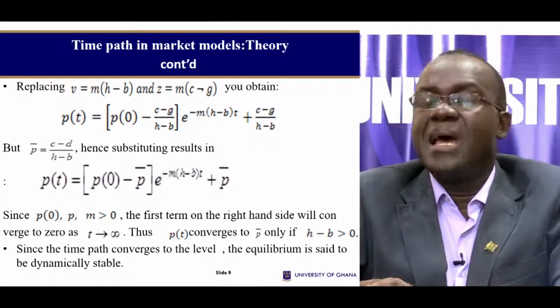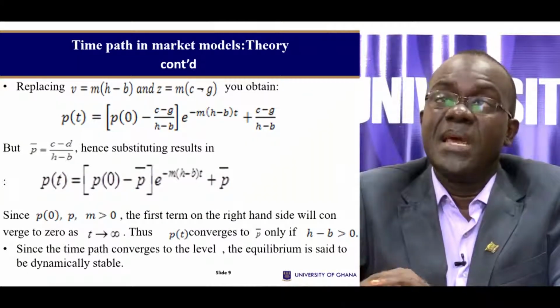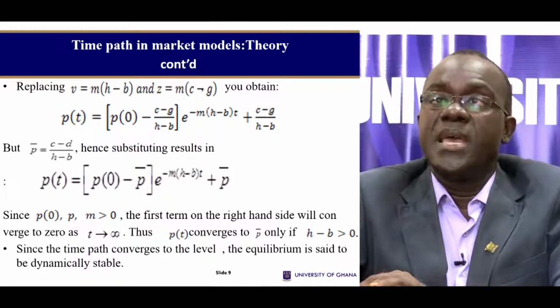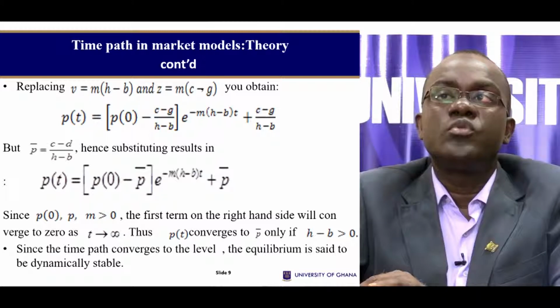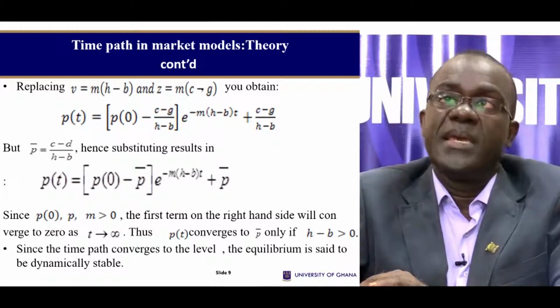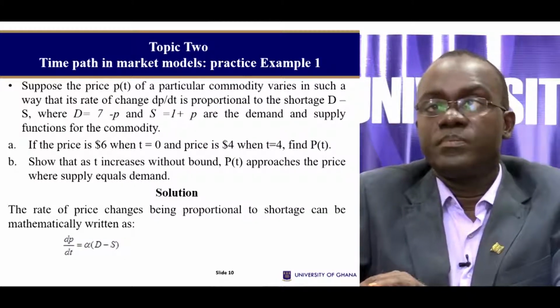Simply, it means that if there is any destabilization in the price, in the long term, that is when T approaches infinity, the price will return to the equilibrium. Otherwise, it will not return to equilibrium.